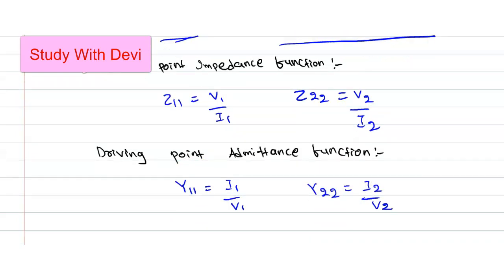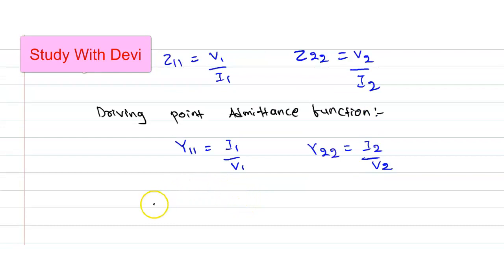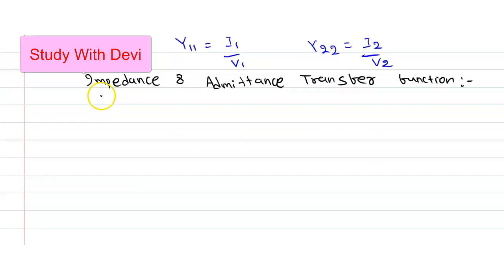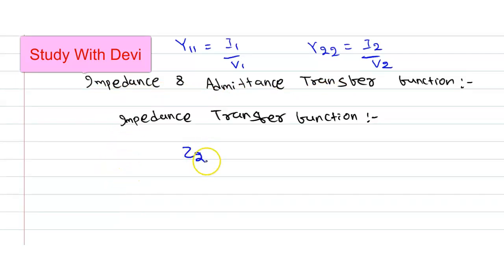So now we will read about impedance and admittance transfer function. Now we have to see what is impedance and admittance transfer function. Your impedance transfer function formula is Z21 equal to V2 by I1, Z12 equal to V1 by I2. Your 2 is there first, so it is V2, 1, so I1. Impedance is voltage by current. Similarly, Z12 equal to V1 by I2.